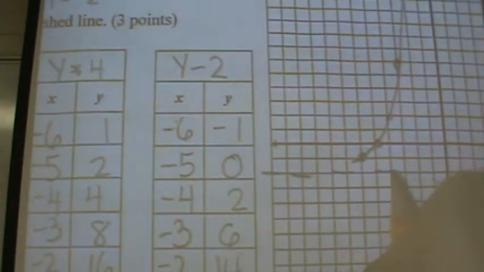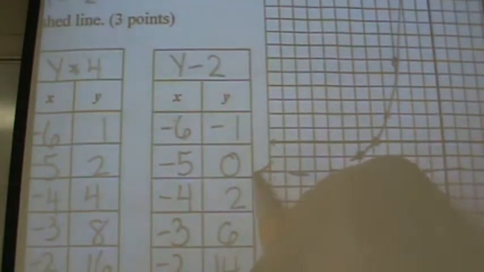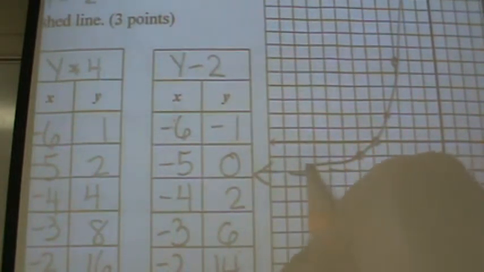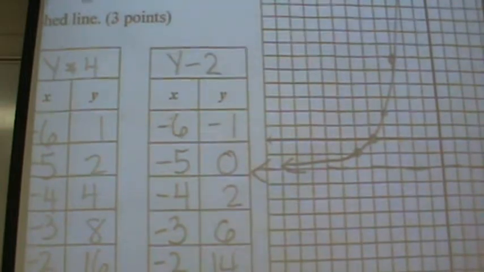So what I want you to do is connect your dots with a smooth curve, but if you did this, put your broken line in, what you should do is your graph should get closer and closer to that, but not cross it. Perfect, 8 points for that. Anyone have any questions?